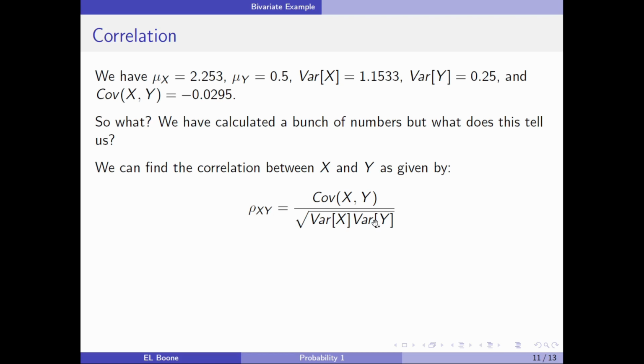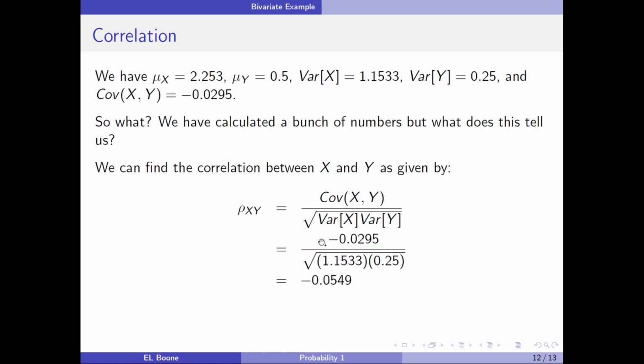So this is pretty easy to calculate once we have this. We just plug in the numbers that we have from above. So we have negative 0.0295 divided by our quantity there, and we're going to end up with negative 0.0549. This is our correlation coefficient here. It's not very strong, but it's a theoretical correlation even, right?